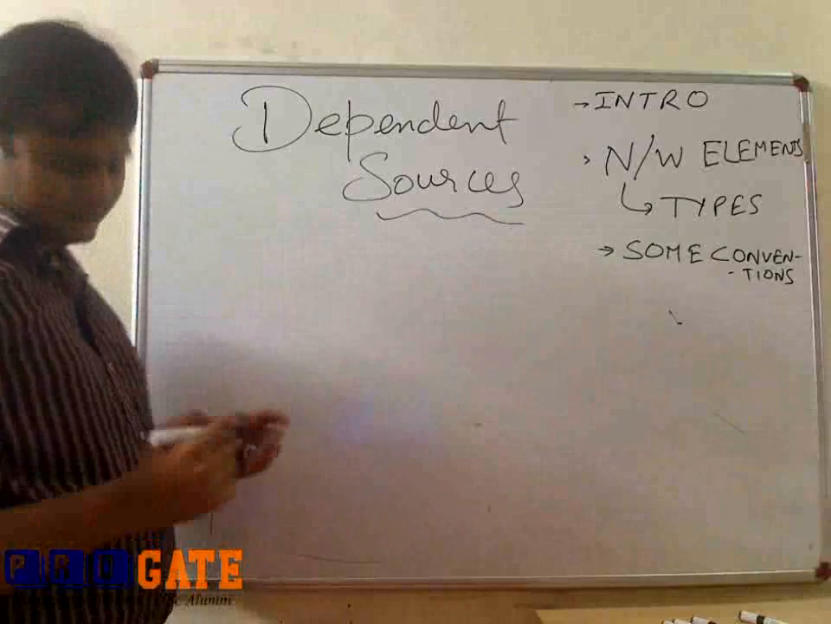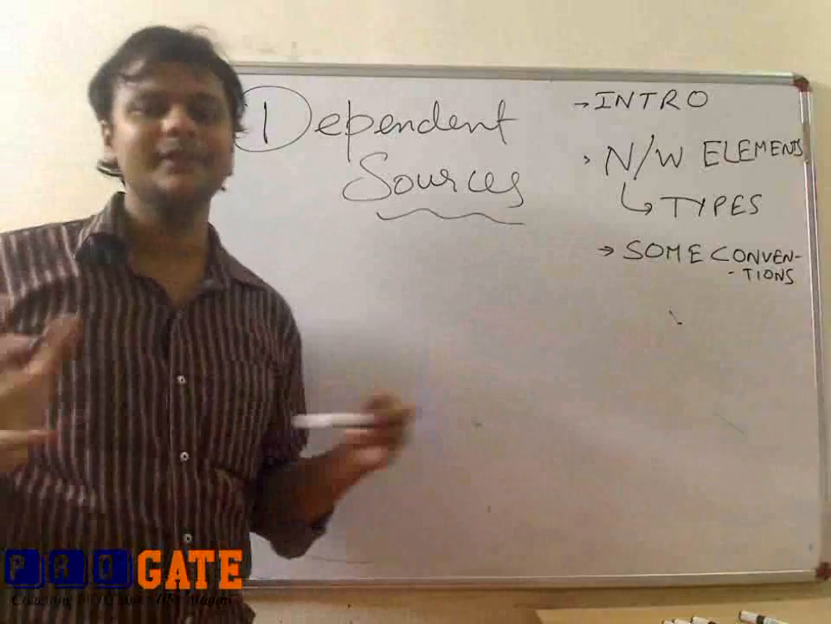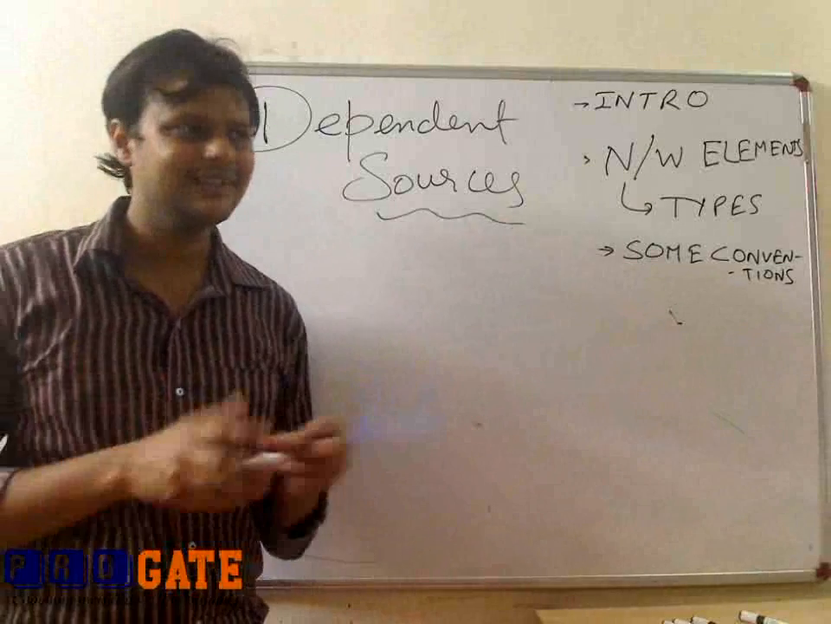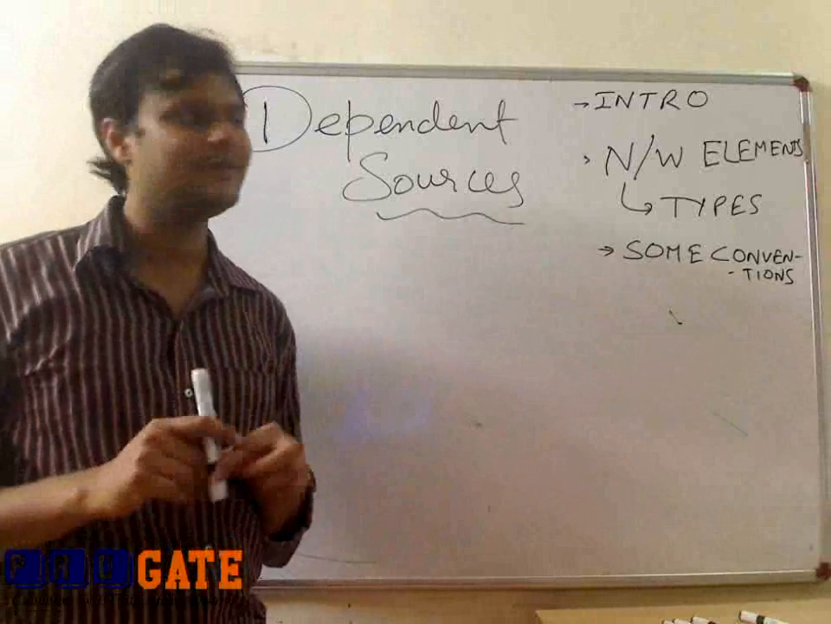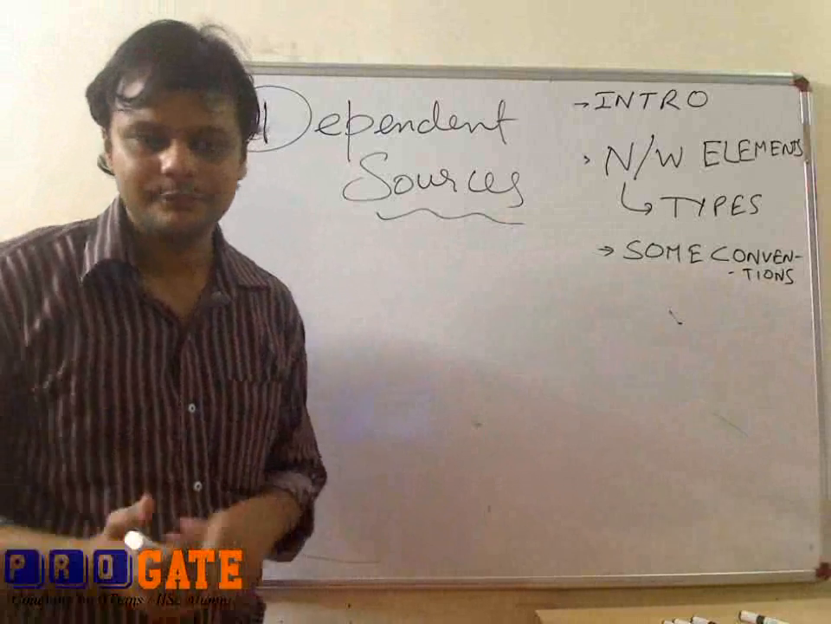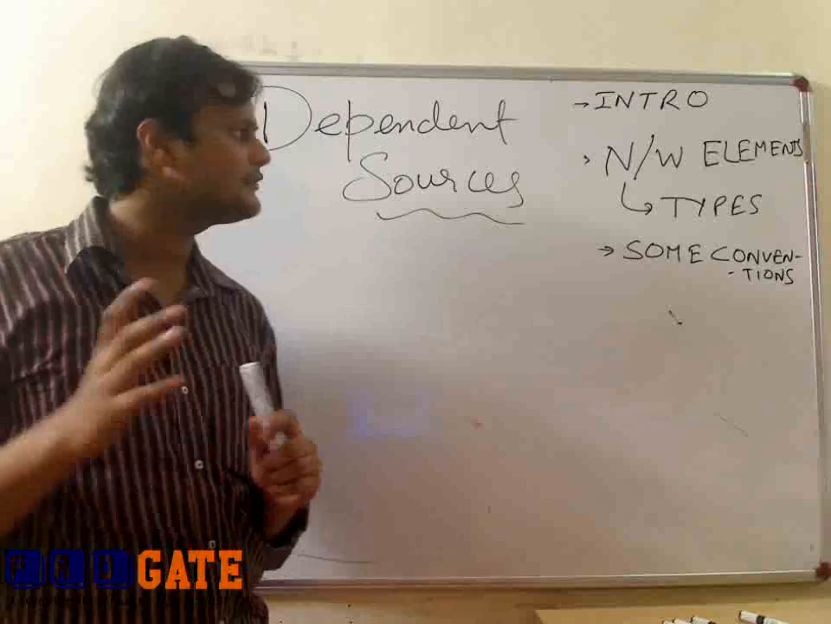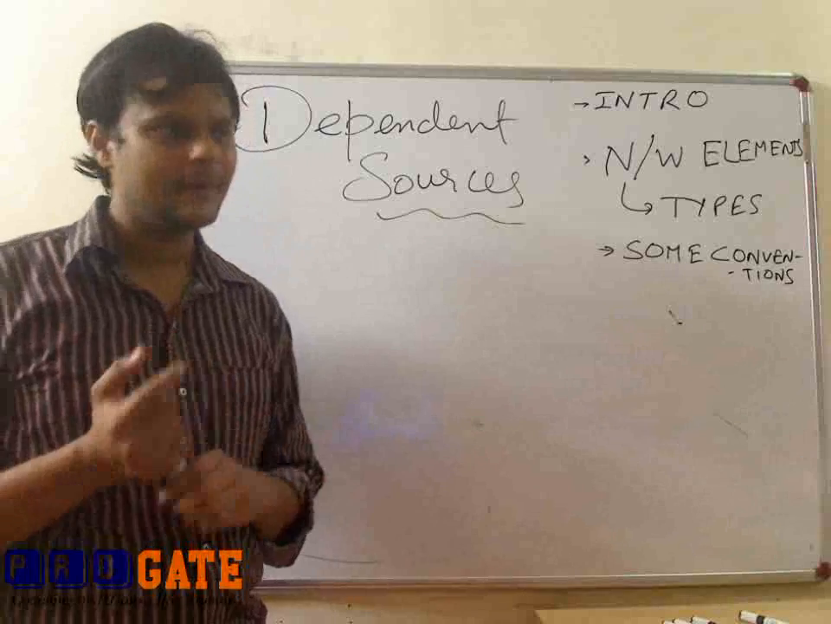Again, a dependent source may be a voltage source, it may be a current source. Again, it can depend on a voltage or on a current also. So a dependent source may be a voltage source as well as a current source. So clear.